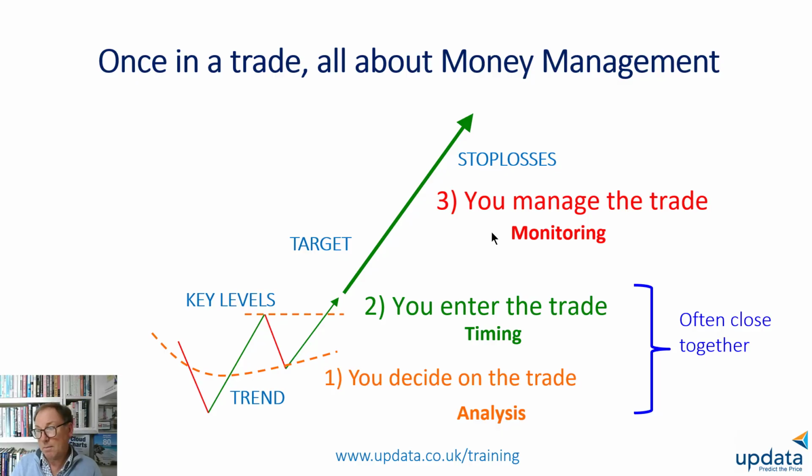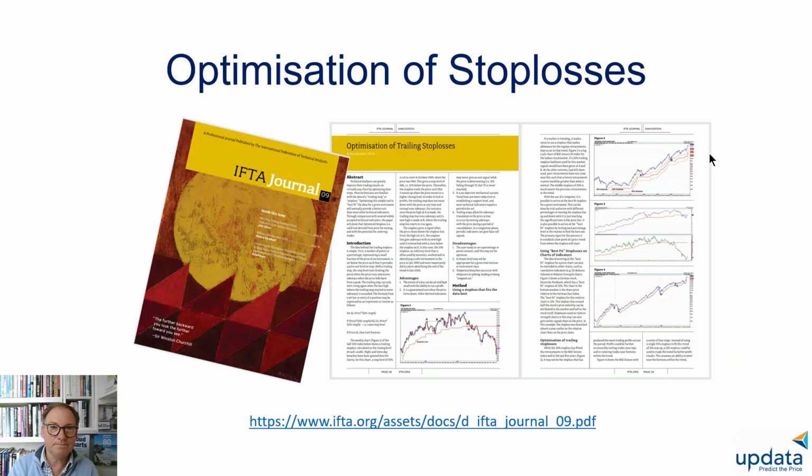So remembering that money management from the Murphy book, the idea is that you decide on the trade, you make a price projection, you enter the trade based on timing, and then it's all about managing the trade, and that's where stop losses come in.